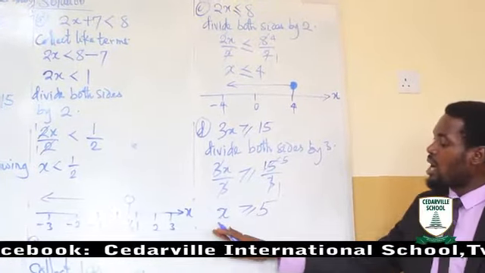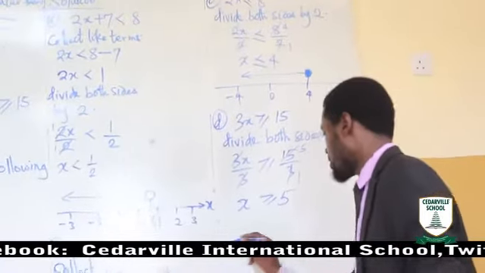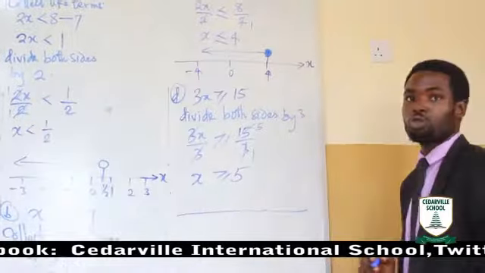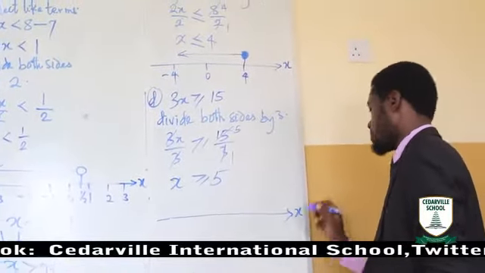Then we now have to represent this solution on the number line. How? Like this. The first thing is to draw a line, put the arrow and the x.